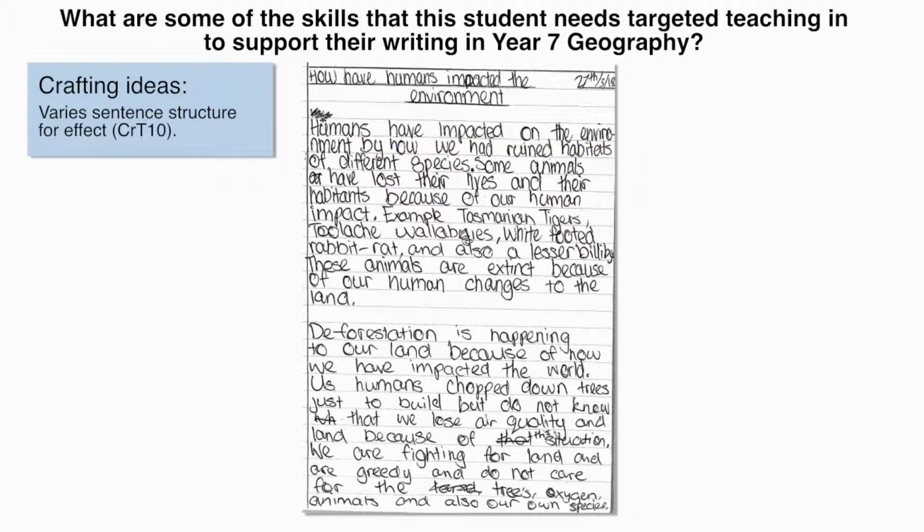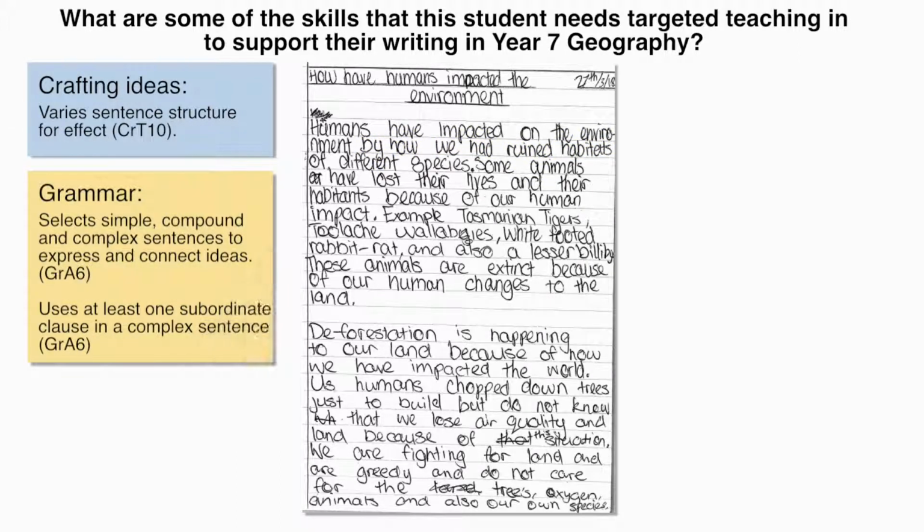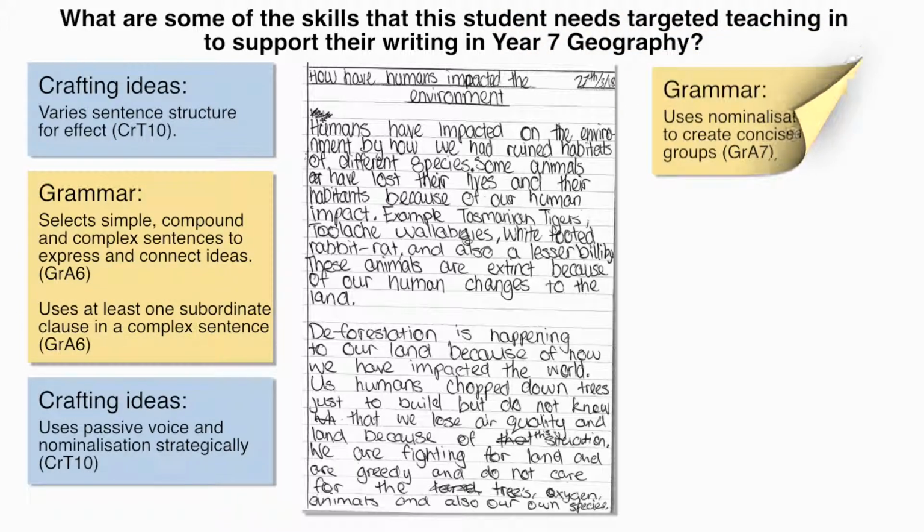As well as the creating text sub-element, consulting the indicators for grammar would provide teaching guidance for supporting this student in building complex sentences. Teaching nominalisation and passive voice would also assist this student to establish and maintain a more academic voice, replacing structures like "us humans chop down trees just to build" with more formal and passive structures such as "deforestation for the purposes of construction", as indicated in Creating Text Level 10 and Grammar Level 7 indicators.